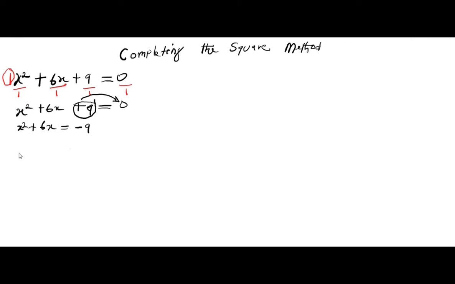So the next step is to take half of the coefficient of x. The coefficient of x here is 6, so we take half of 6, which is 3. Square it and add it to both sides. So we have x squared plus 6x plus 3 squared equals negative 9 plus 3 squared.